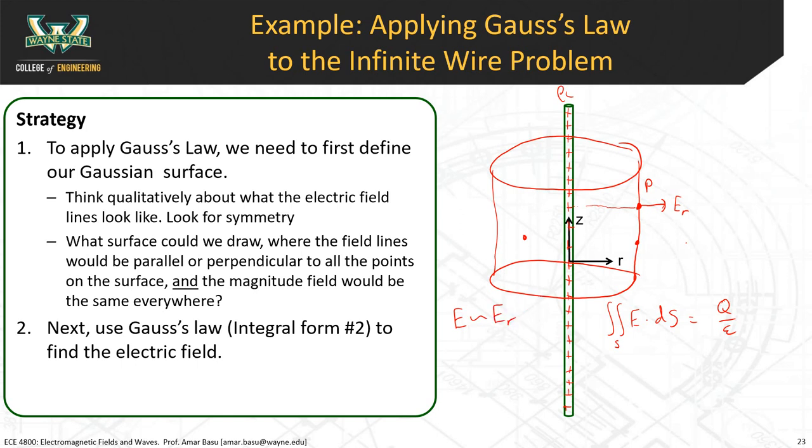At every point on the surface, this is an infinitely long wire. There's going to be no Z component. There's going to be no phi component to the field. There's only a radial component to the field. When we're on this outer surface here, which way is the dS vector going to point? We're talking about this guy here. It's going to point in the radial direction. dS is going to point in the r hat direction.